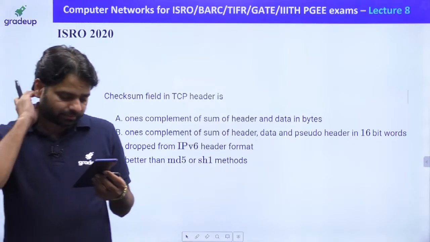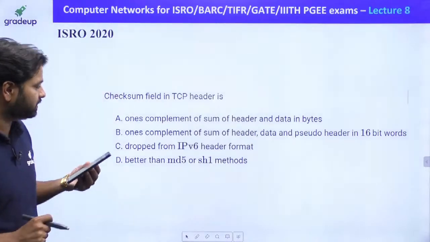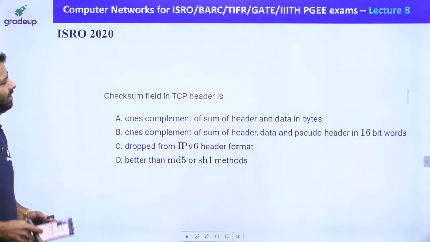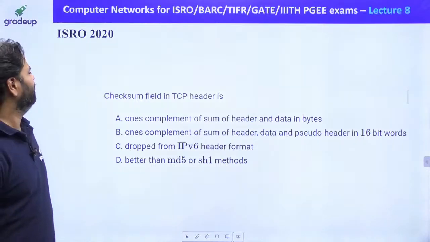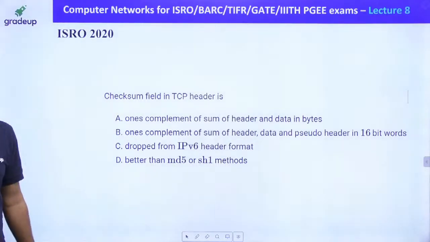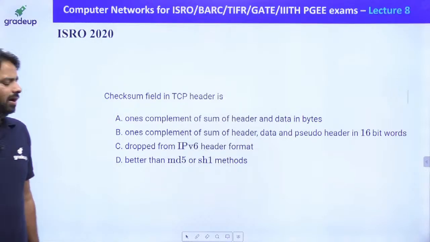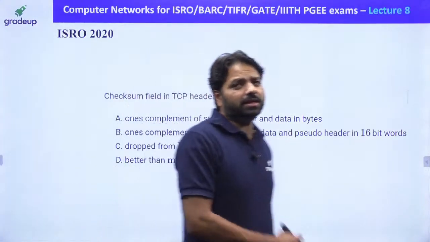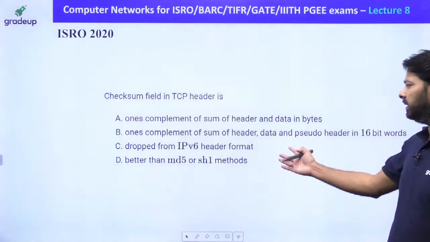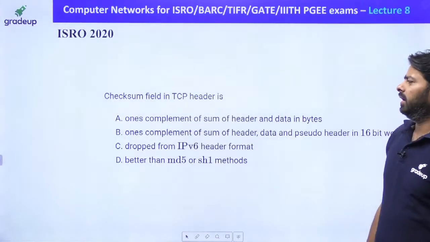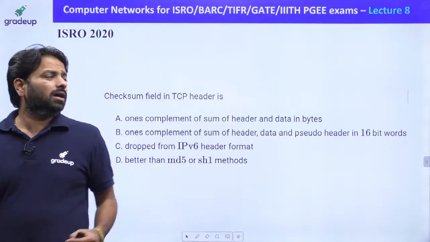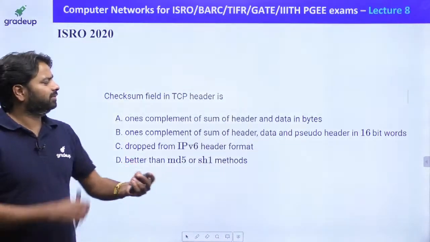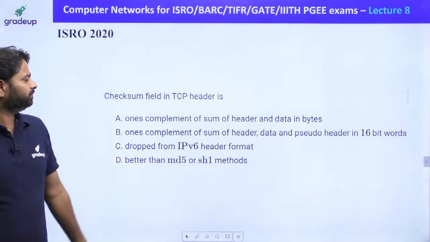The first question is an ISRO 2020 recent question. You can see that the checksum field in the TCP header is dash, and they ask very theoretically, purely theoretical based itself. If you have studied the TCP header, IP header and UDP headers, you will get to know.